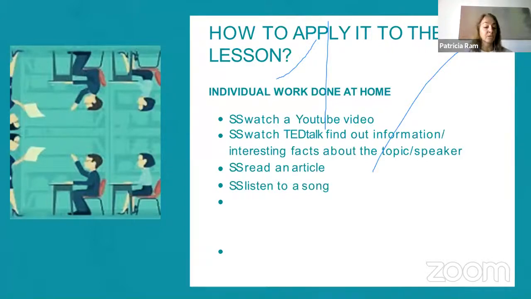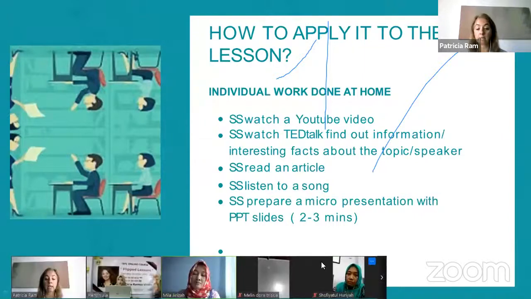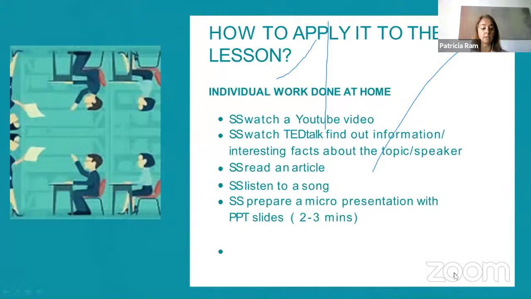Or they can listen to a song, why not? Or they can prepare a micro presentation with PowerPoint slides. For example, if they are interested in a certain topic, then they can prepare a micro presentation. This is something that I usually do, I have the expert micro presentation. So students prepare a presentation for their classmates about something that they feel they are an expert on. Nothing fancy, maybe a hobby that they have, I don't know, flying a kite, cooking a recipe, something, okay? And they do this 2-3 minute presentation, okay?